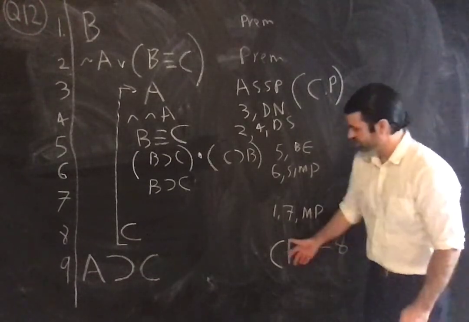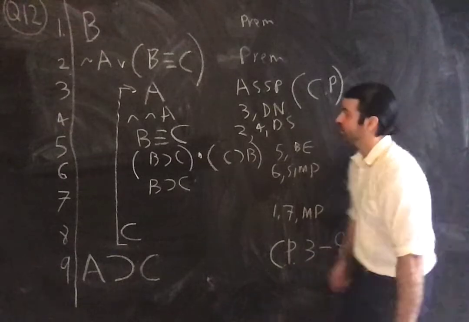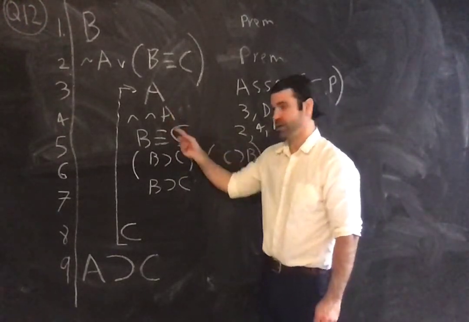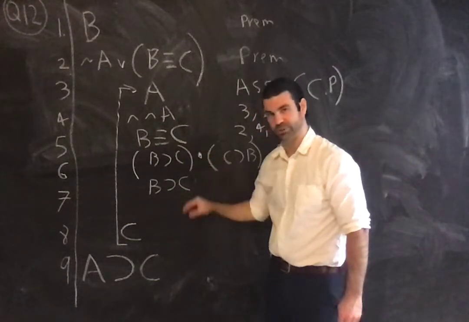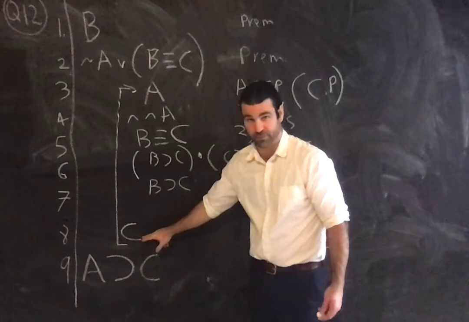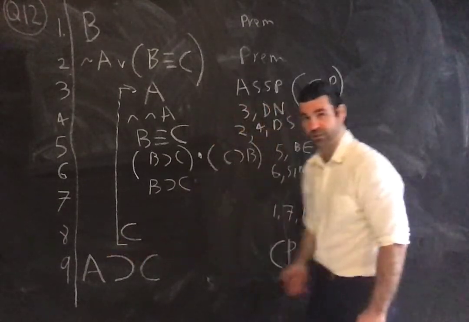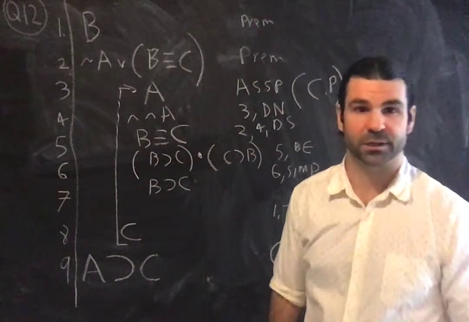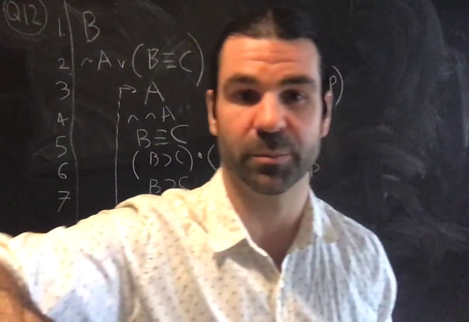Why? How have I proved this? Well, I've got those 2 premises. Given those 2 premises, if I assume A, as I showed you, these are all justified steps, C follows. Assuming A, C follows. Therefore, if A, then C. That's conditional proof. Okay? All right, that is 12. We'll come back for 13.